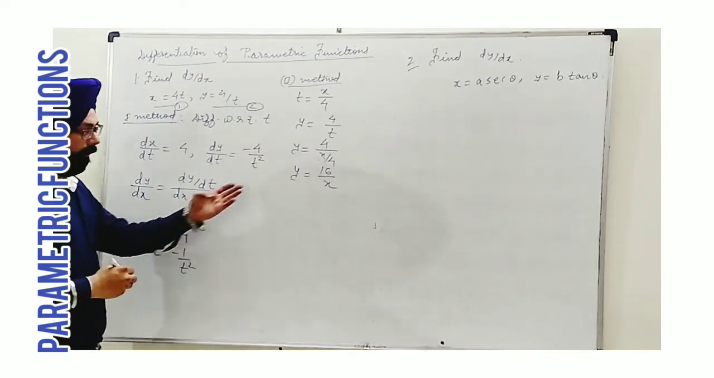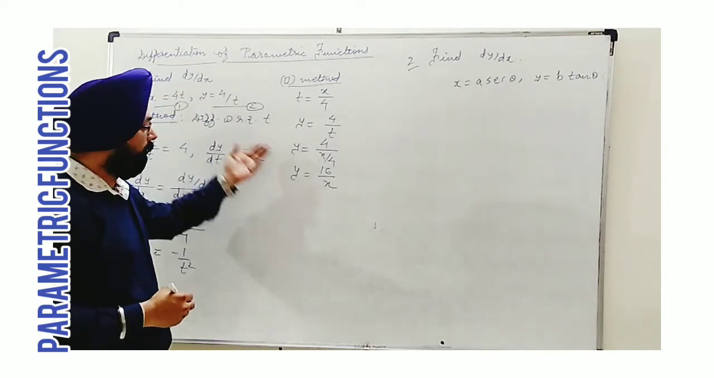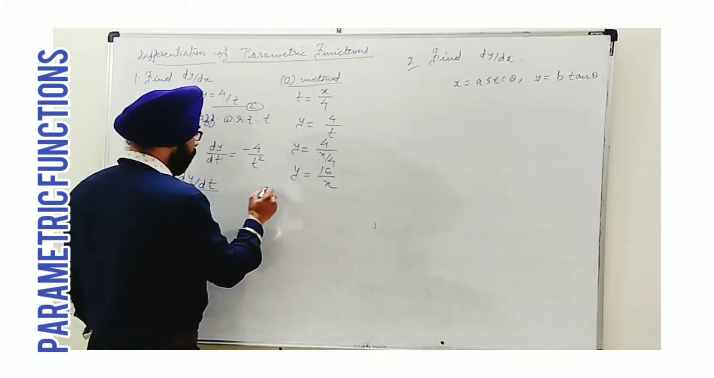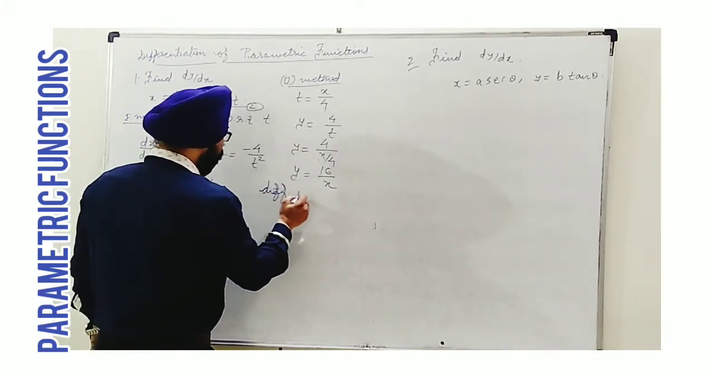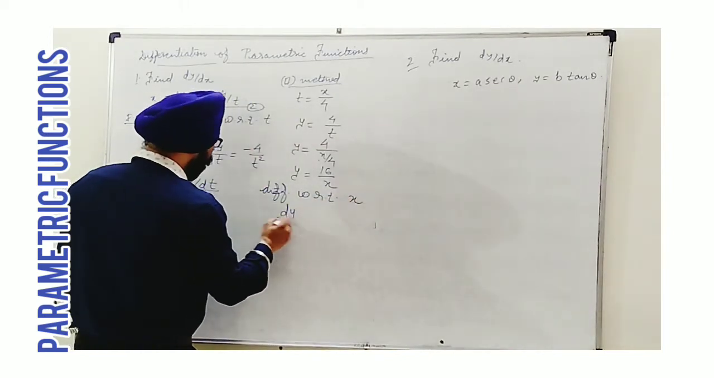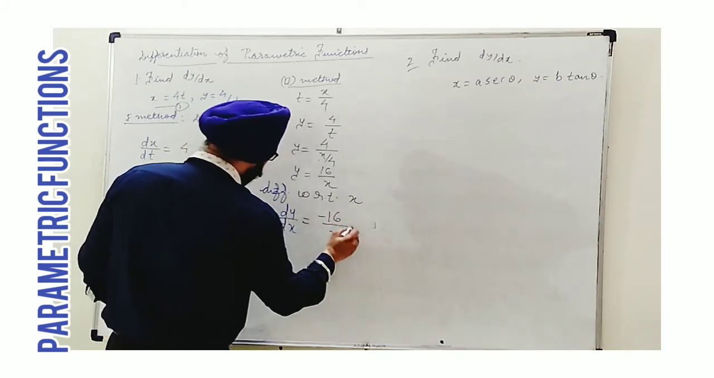Obviously, here we have obtained one relation in y and x. We need dy by dx. So this equation, both sides will be differentiated with respect to x. Differentiating with respect to x, we get dy by dx is equal to minus 16 upon x square.